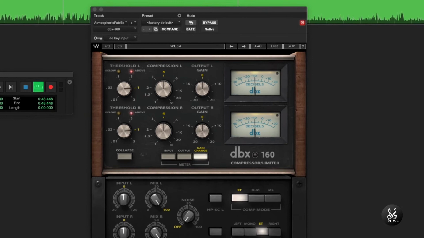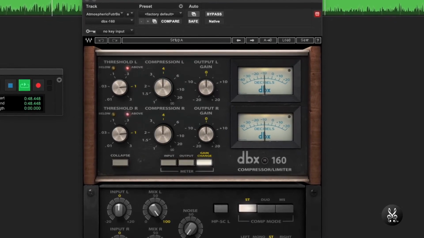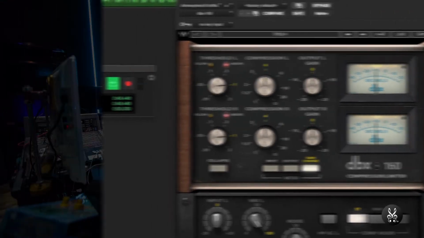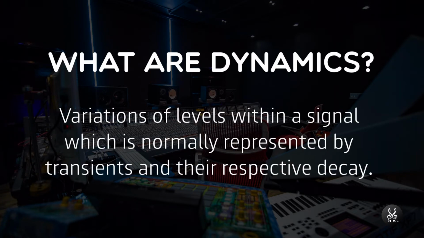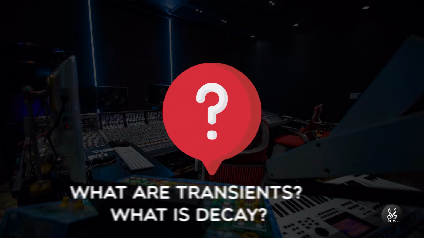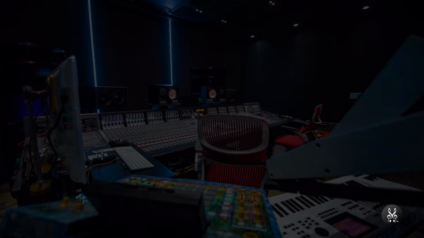And even though we're understanding what compressors are and are known to be dynamics processors, there's still the question of what are dynamics? Let's answer that question. Dynamics refer to the variation of levels within a signal, which is normally represented by the transients and their respective decay. But yet again, there's more questions within that same question. What are transients? What is decay? Let's look at them both.